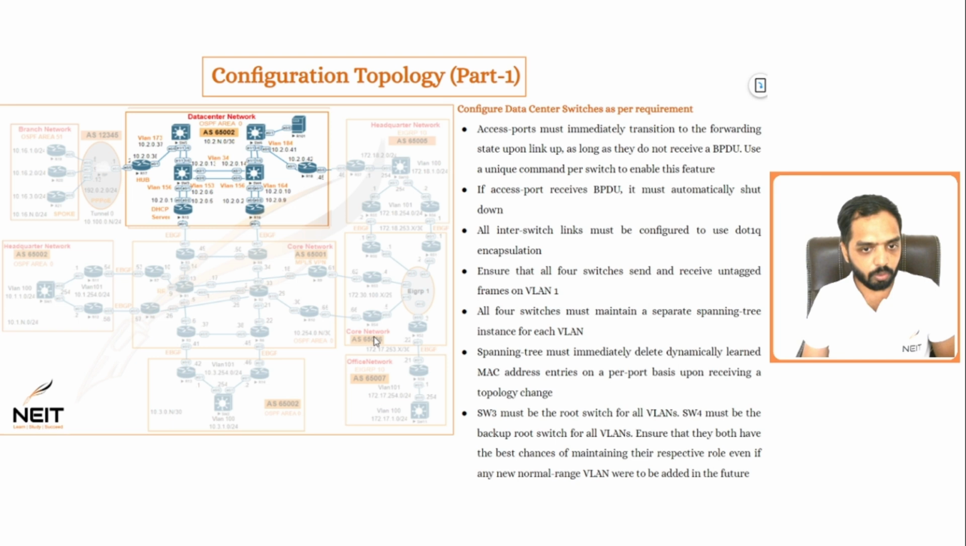So today we will be configuring the data center switches. In the data center, in total we have 4 switches: switch 3, switch 4, switch 5 and switch 6. Before we configure all these 4 switches, first we will discuss the pre-configuration that we have done on all these switches.